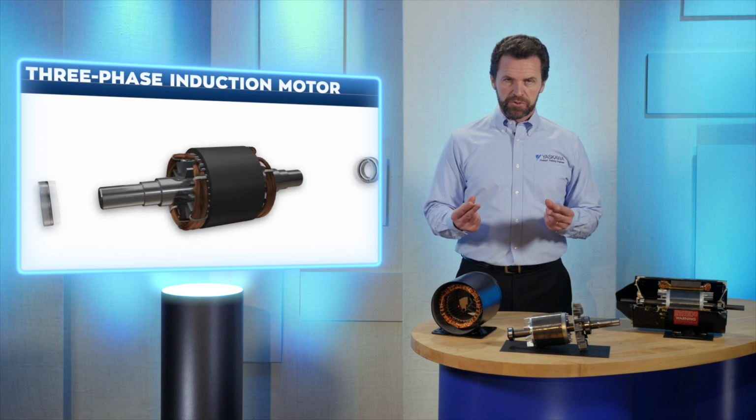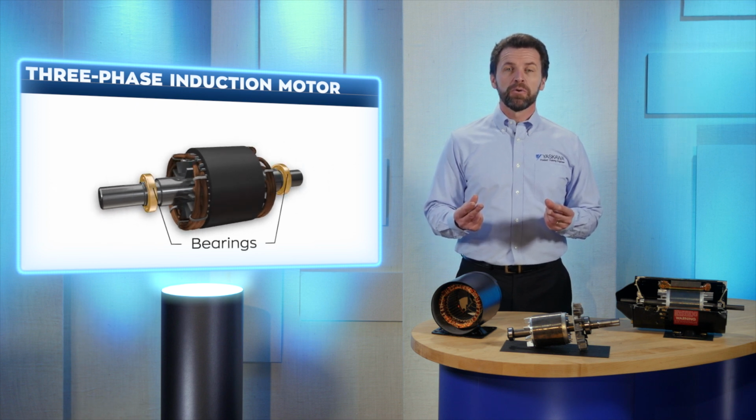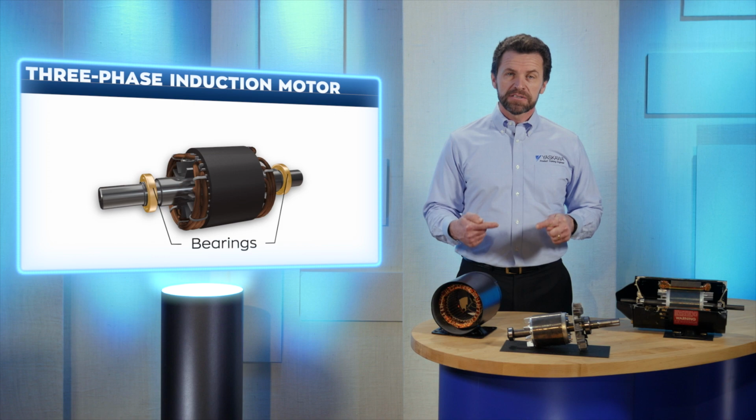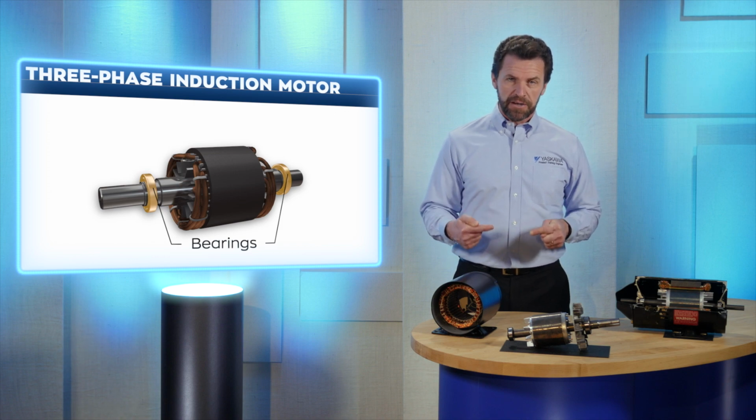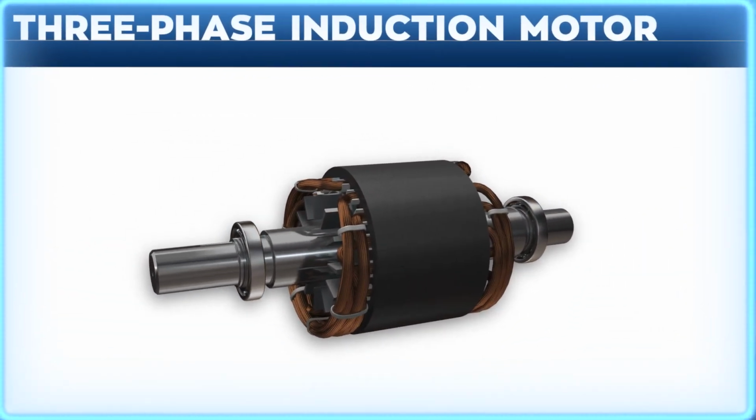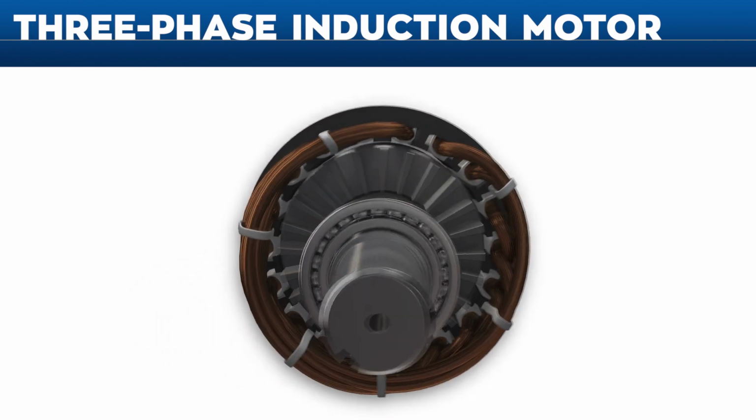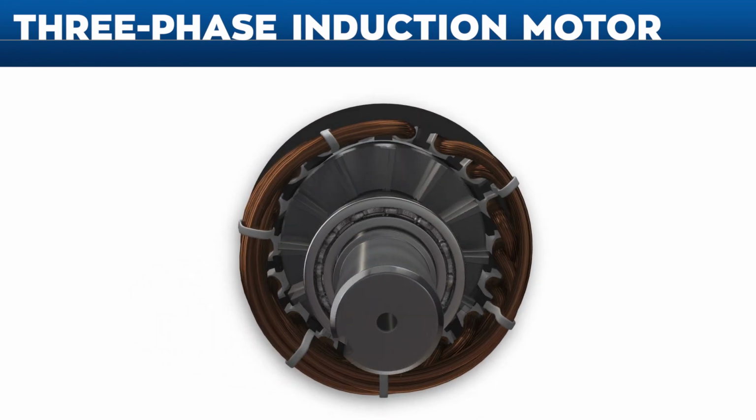Bearings support the motor shaft, allowing the shaft and rotor to rotate as it remains centrally positioned within the stator enclosure. The shaft transports the mechanical energy created from the rotor to the load, and an air gap between the stator and rotor eliminates any physical contact between the two components.